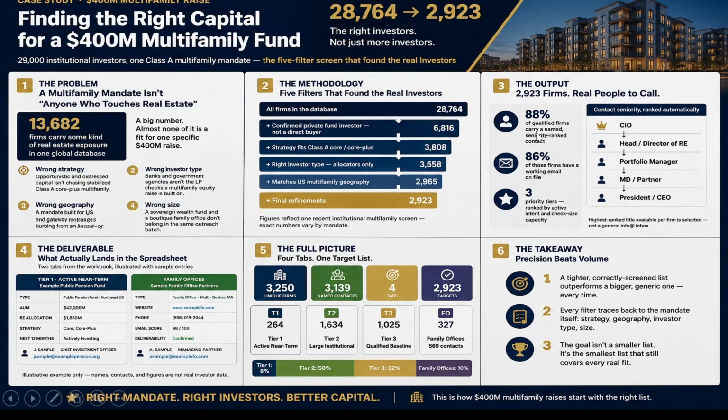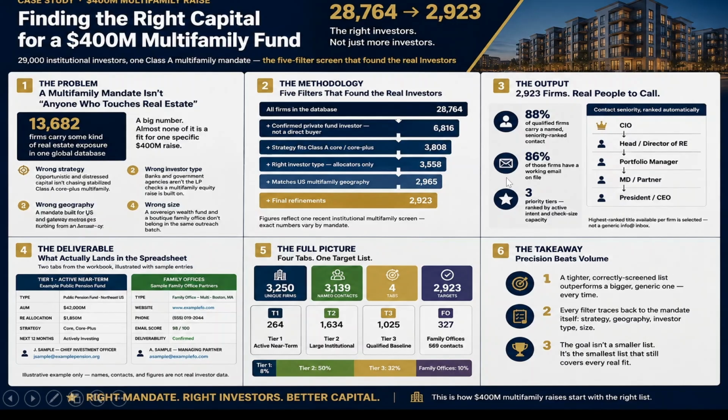So again, 3rd, the output, we've got about 2,900 real people to contact. 88% of them had a senior contact. Generally, the database does have a number of contacts per firm, but in this particular case, we really want to look at CIOs, heads, directors of real estate, portfolio managers, MD partners, presidents, CEOs. So we're going after the top tier.